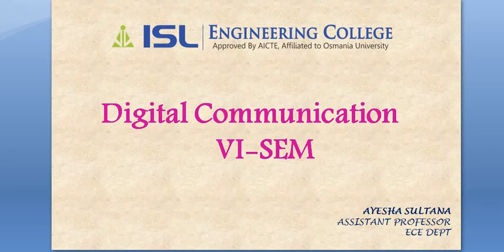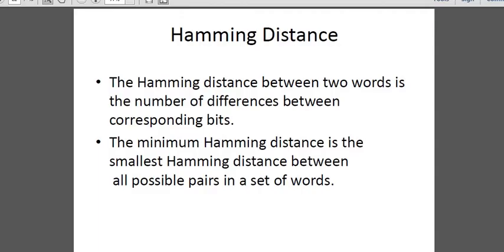Here d minimum is the minimum distance between your code words, and I hope you all remember what that is. I'll revise once again. What is the Hamming distance between two code words? The Hamming distance between two code words is the number of differences between their corresponding bits. I have clearly explained in the last class how you are going to find it out.